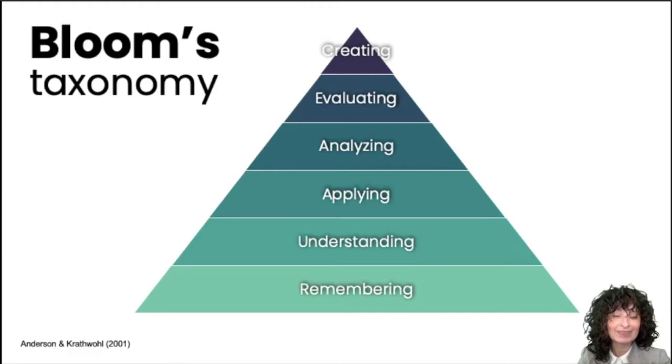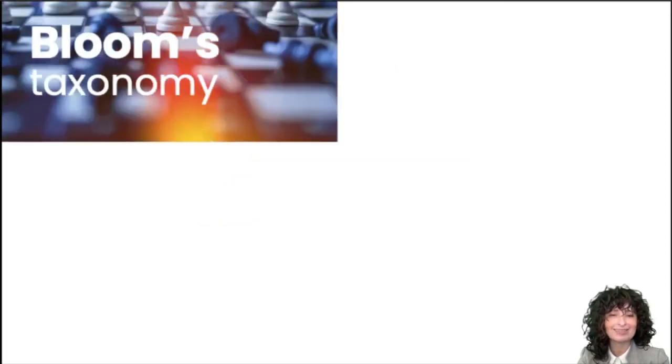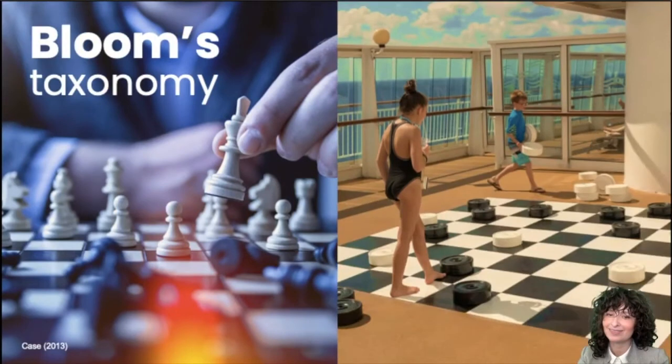Bloom's taxonomy definitely still has its place, and I still use Bloom's all the time. But to understand some of the limitations of Bloom's taxonomy, I want to compare chess and checkers. Both require players to remember a set of rules. Both require players to apply their previous experience of their opponent's play to inform their strategies.